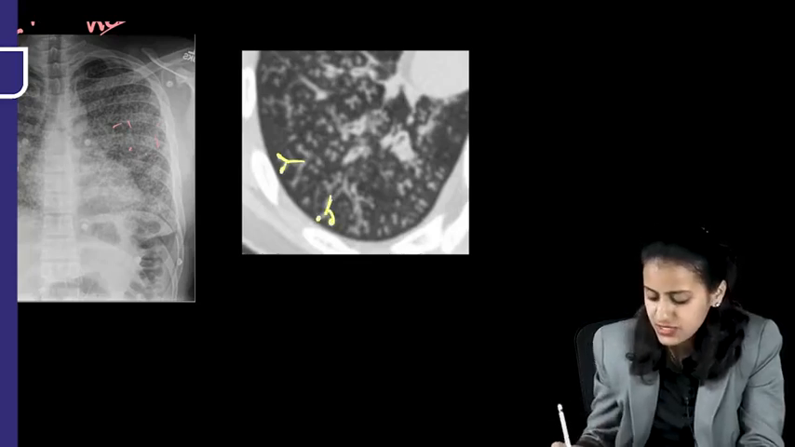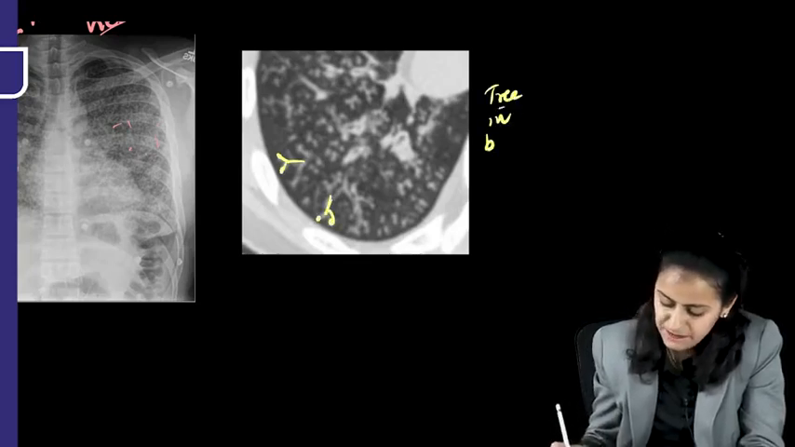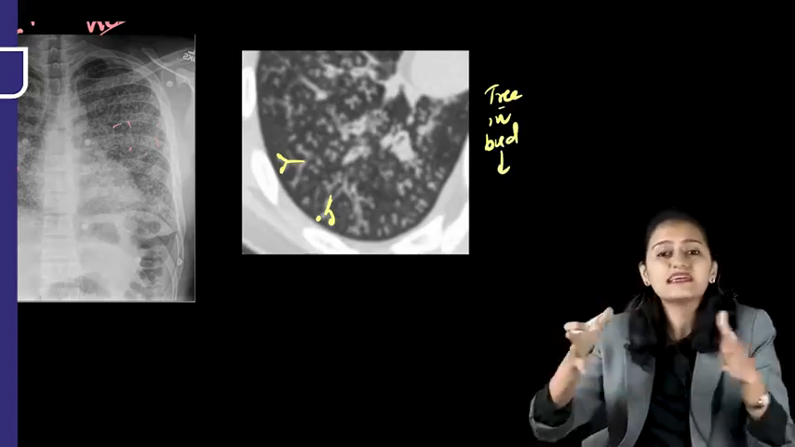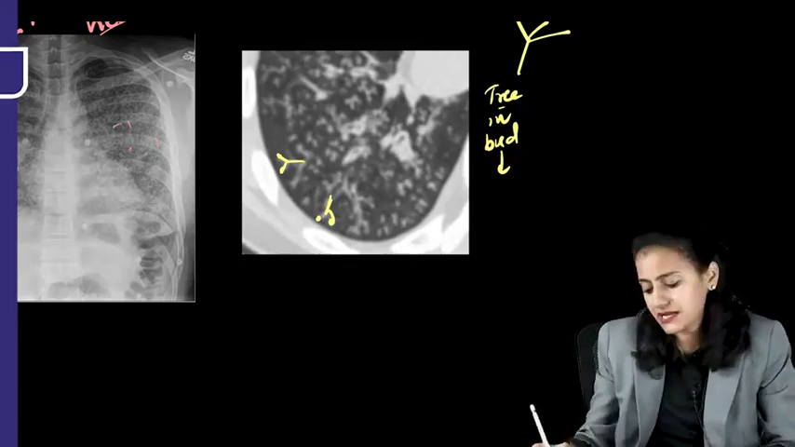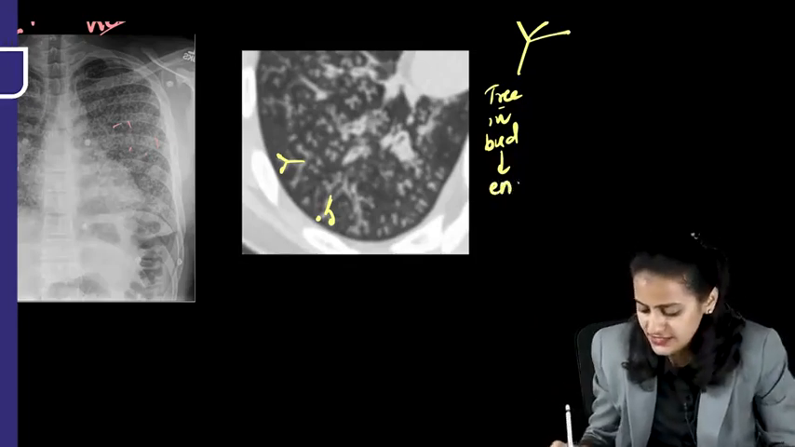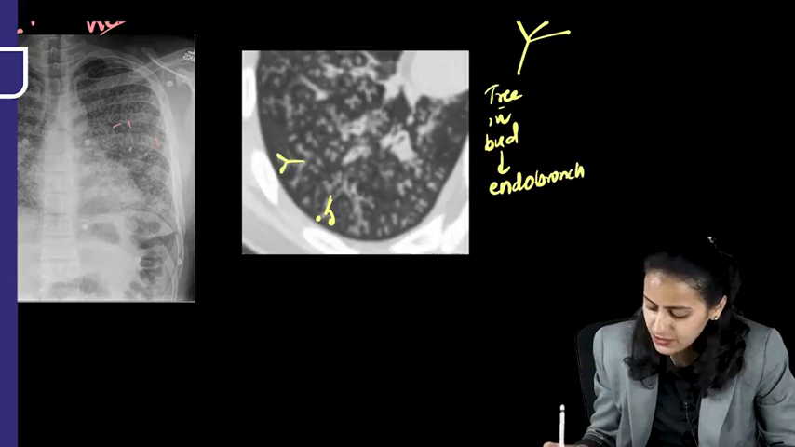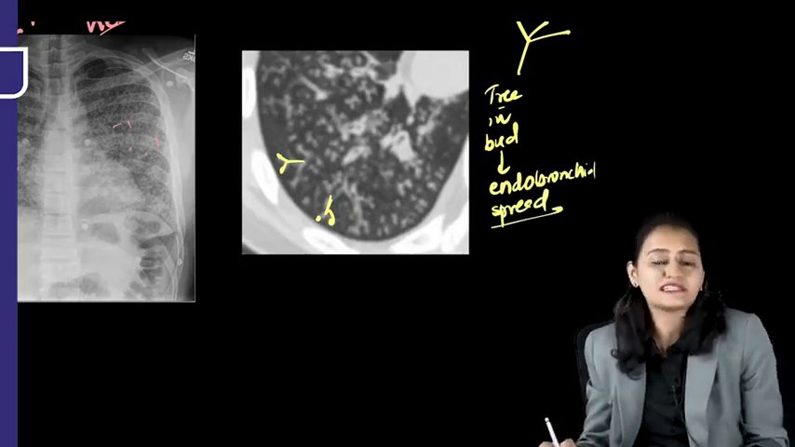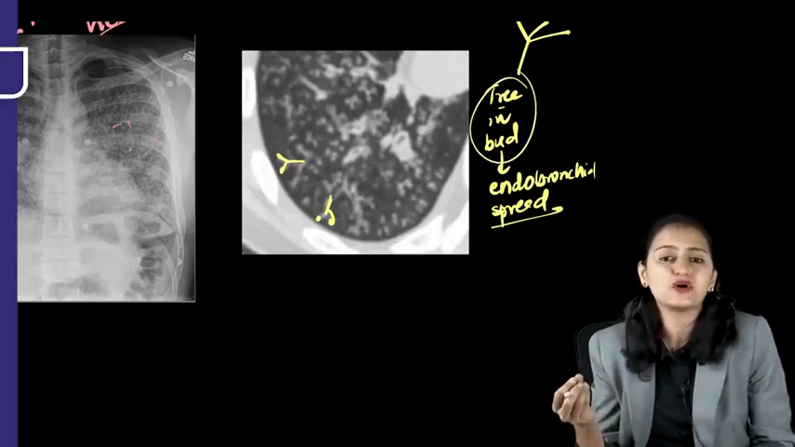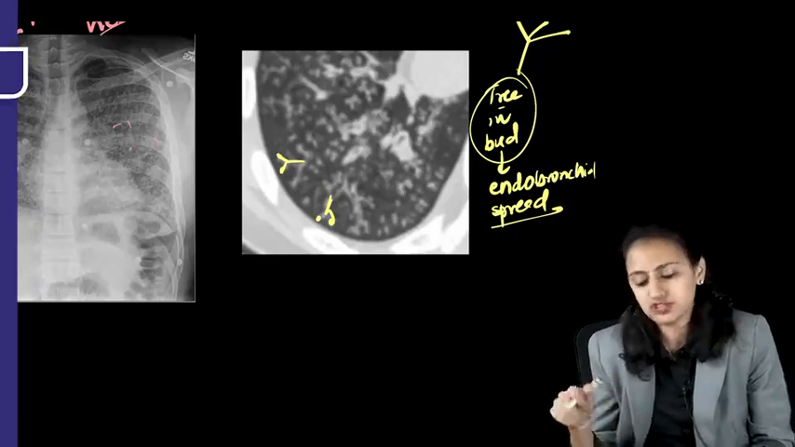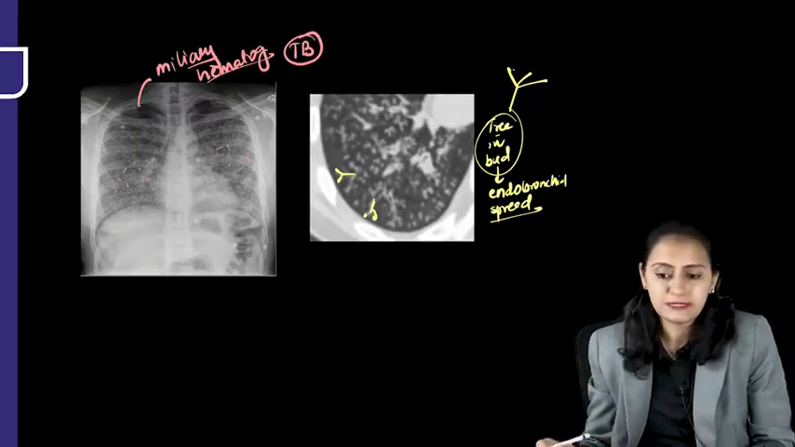Okay, we are seeing this tree in bud sign. What is that suggestive of? The tree in bud is basically the infection spreading through the bronchi, forming nodules, which is suggestive of active endobronchial spread of infection. So it is not specific for TB. Any endobronchial spread of infection, any infection, can give the tree in bud sign.